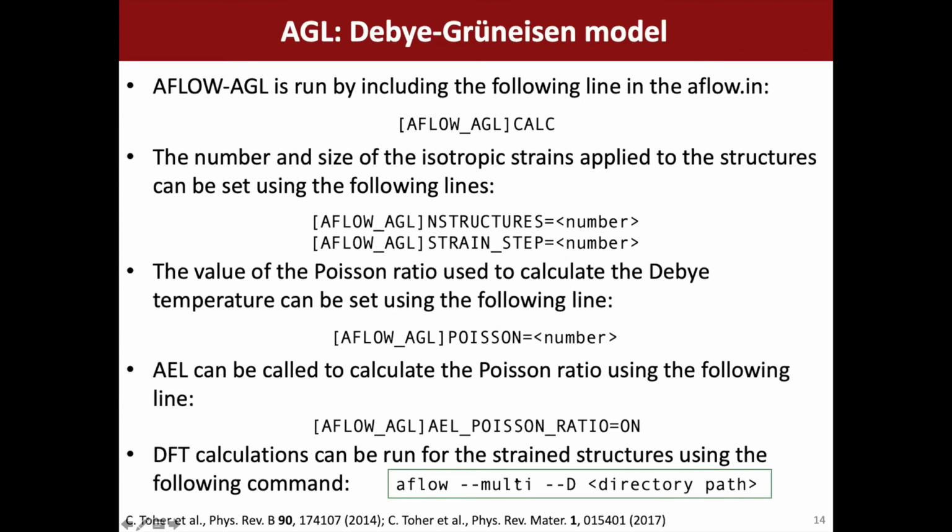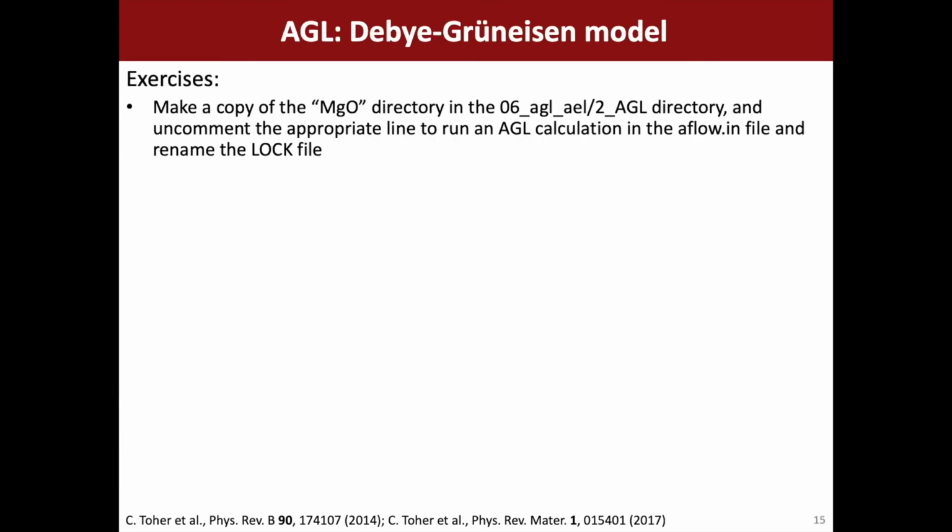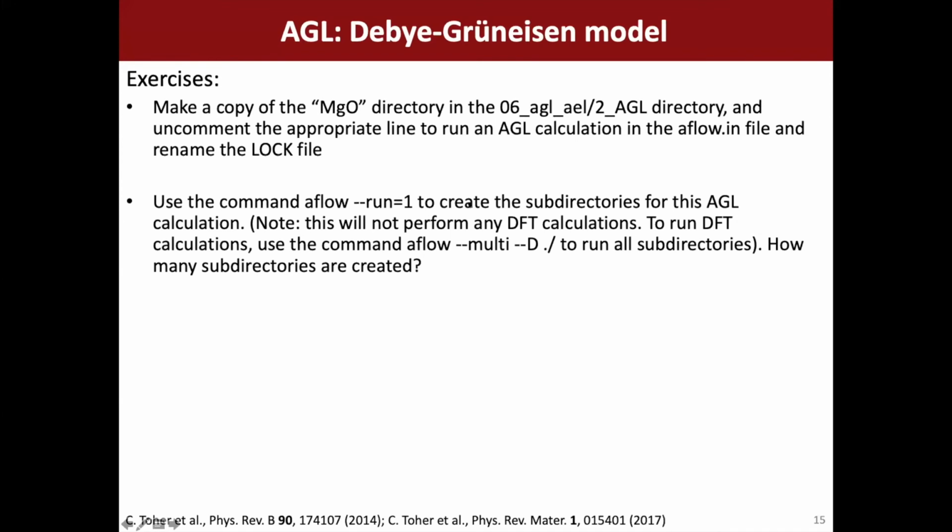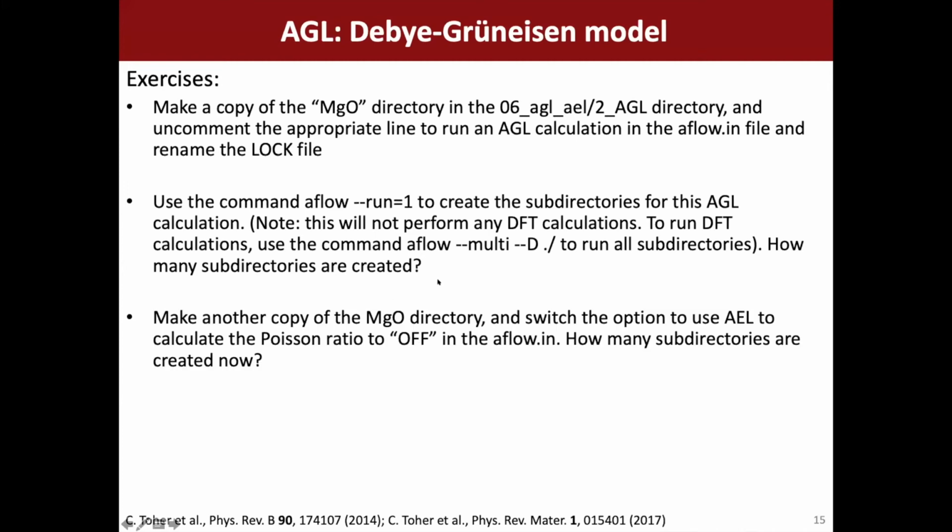So again, now we're going to do some exercises for this part. Again, we want to uncomment the appropriate line to run an AGL calculation and rename the lock file, and then use this command to generate the subdirectories. And then see which subdirectories are created. The next one will be we do the same thing again, but this time the AEL option to calculate the Poisson ratio is switched to off. And then we see how many subdirectories are calculated.